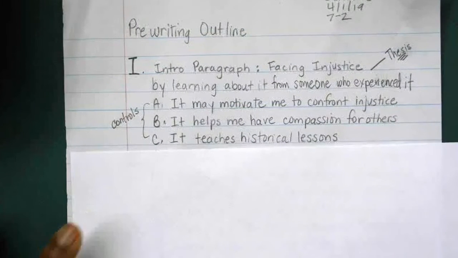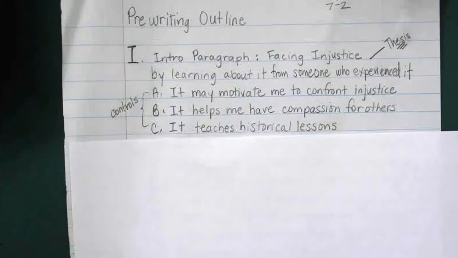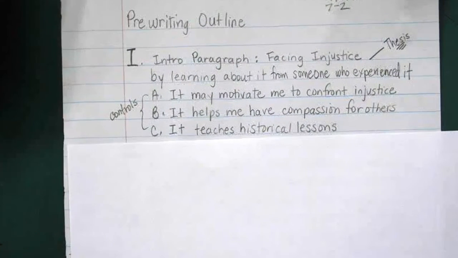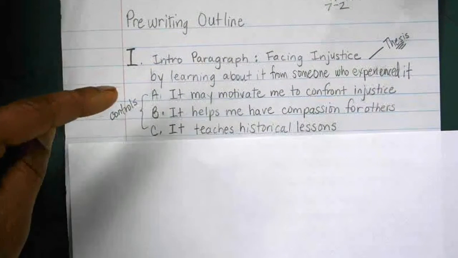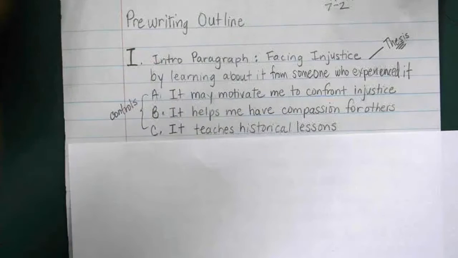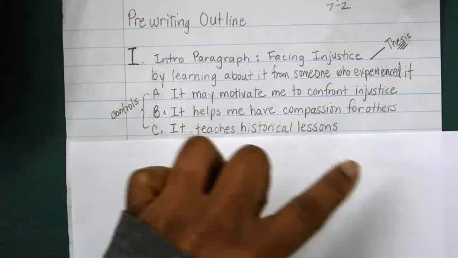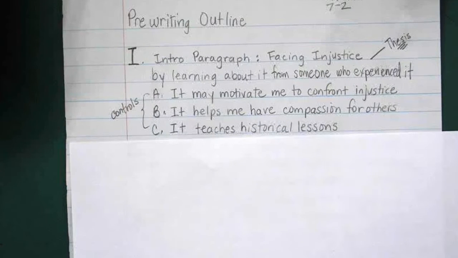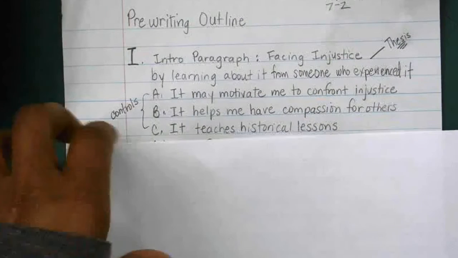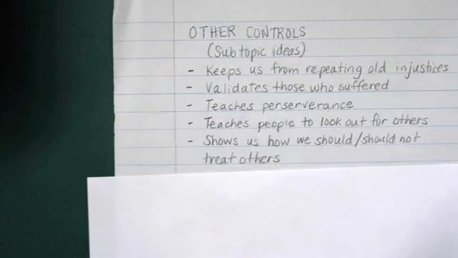Okay, so I'm going to shift my paper right now, and I want to just give you a few ideas for some other controls, some other subtopics. I do not want you to think that you should be copying my controls. Yes, we should all have the same-ish thesis, but we should not all have the same controls, because this is your chance to really talk about what you feel are the benefits of studying about injustice through a person who's experienced it. So here are a couple of possible other controls that you could use.